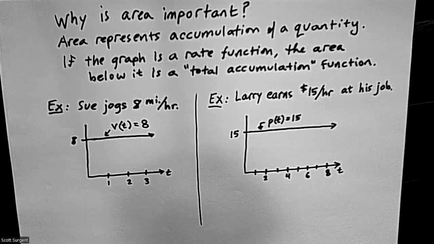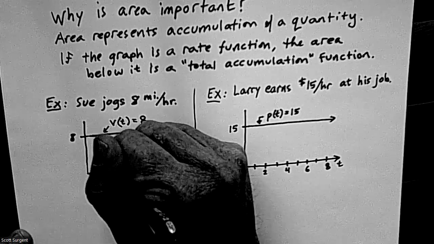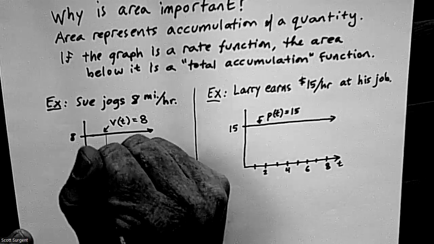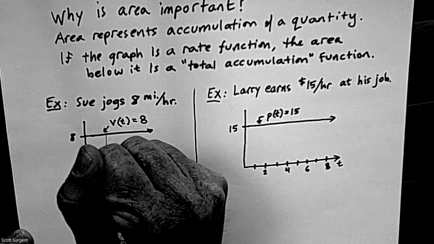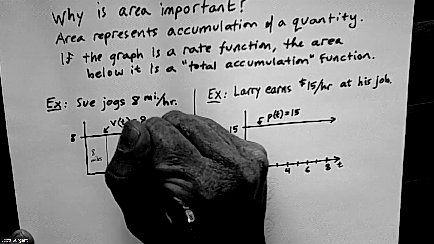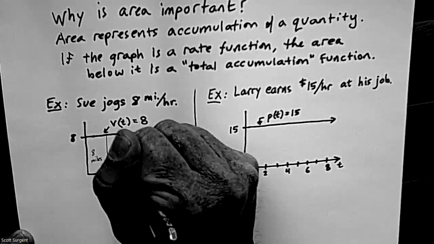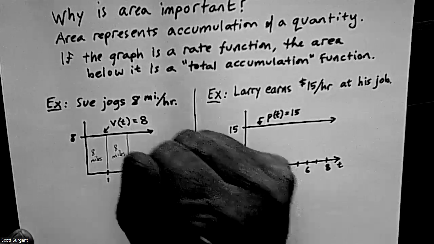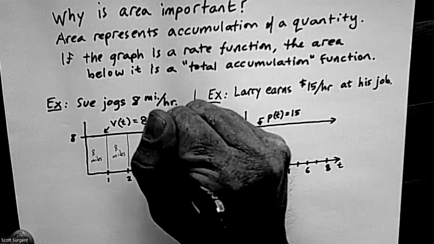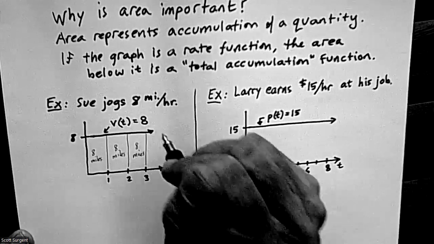For every hour that Sue jogs, she accumulates miles in this case. So after 1 hour, she has jogged 8 miles. If she jogs for another hour, so between 1 and 2, that's another 8 miles. So for every hour she's jogging, she's accumulating another 8 miles. She's going to run a marathon here, it looks like.